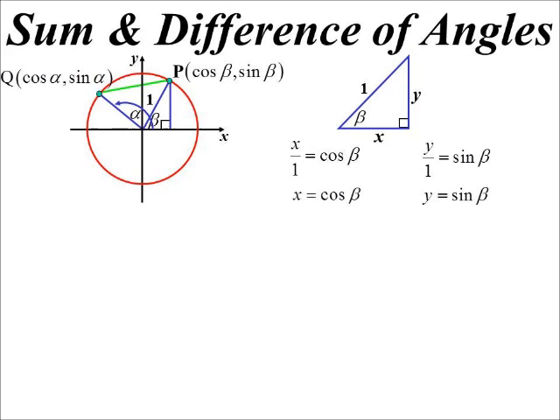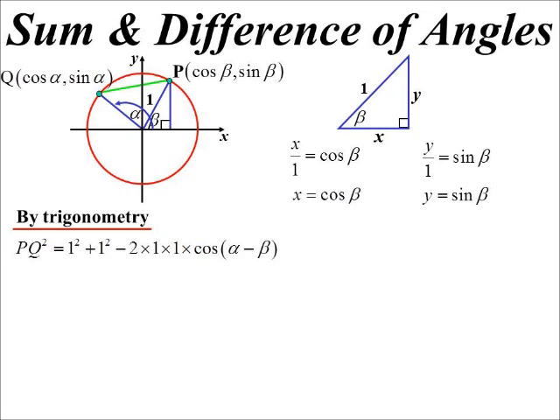So I've got these 2 points here, P and Q. I'm going to find the distance between the two. I can do it a couple of ways. I can do it using trig, using the cosine rule. So I've got a triangle there, and the angle would be alpha minus beta. So PQ squared is 1 squared plus 1 squared, minus 2 times 1 times 1, cos of alpha minus beta. PQ squared is 2 minus 2 cos of alpha minus beta. And that's where I'm going to leave it for now.